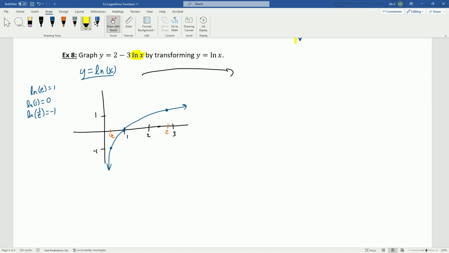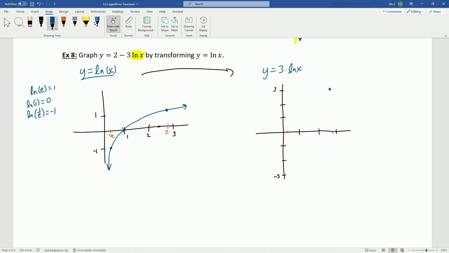The next closest thing is the 3. So let's do that. Y equals 3 times the natural log of x. So remember, when you're multiplying the function by 3, all you're doing is multiplying all the old y values by 3. So you're essentially stretching the graph vertically. So here, where my y value used to be 1, my new y value is going to be 3.